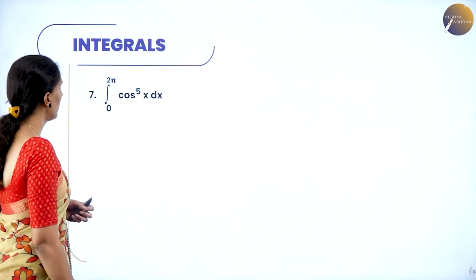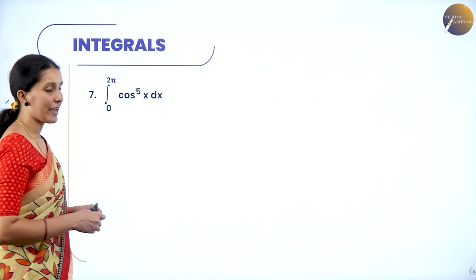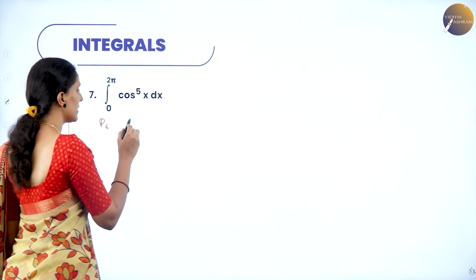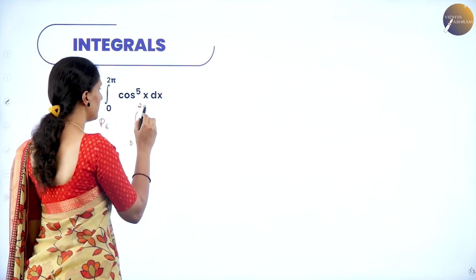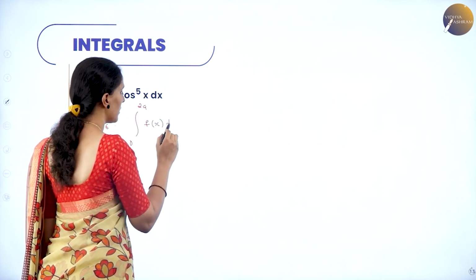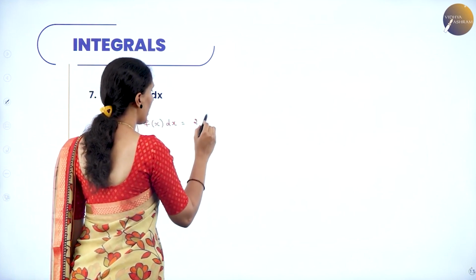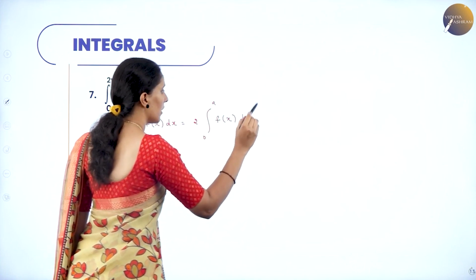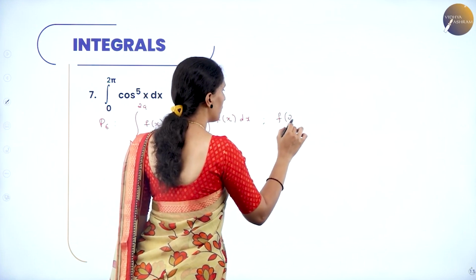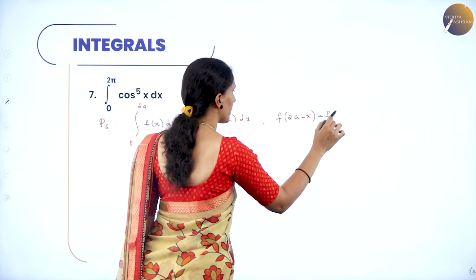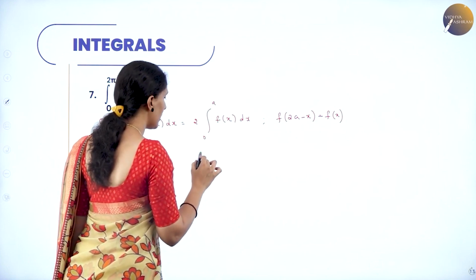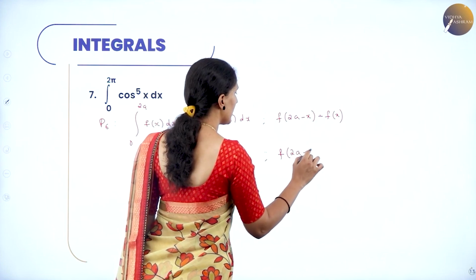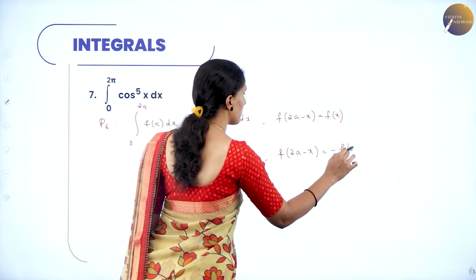Next question, the integral 0 to 2 pi of cos power 5 x dx. So from property number 6, what does it say? The integral 0 to 2a of f of x dx can be written as 2 times the integral 0 to a of f of x dx when f of 2a minus x is equal to f of x. And it is taken as 0 if f of 2a minus x is equal to minus f of x.